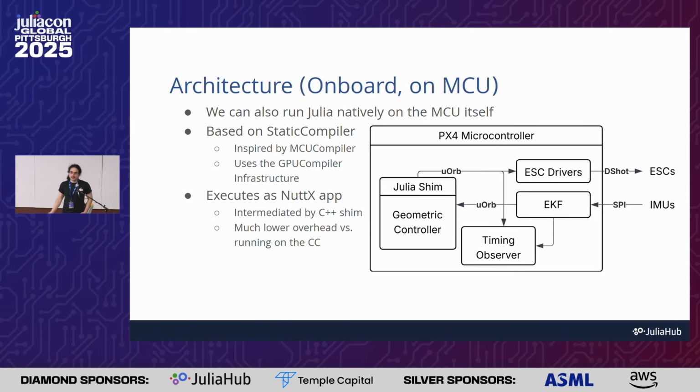The next architecture that we looked at, that we got Julia running in, is actually running Julia on the microcontroller itself. So this is running Julia on the Cortex M7. Here we eliminate all of the networking. It's actually being built into the same executable that PX4 is. It's just running as part of the PX4 system, as part of the NuttX real-time operating system. And the compilation approach that we adopted here is very much inspired by MCU compiler, based on static compiler, and is built on top of the GPU compiler infrastructure.